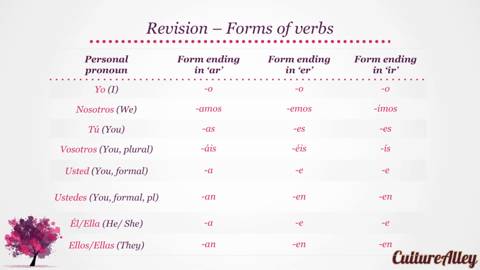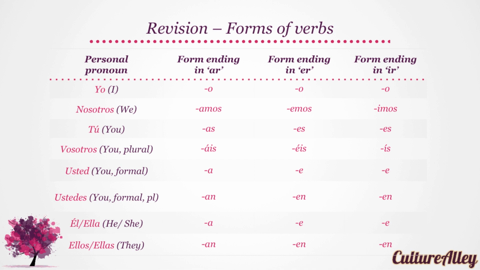Let's revise the forms of verbs ending in AR, ER, and IR together one more time. With yo or I, verbs ending in AR, ER, and IR all take up the ending O. With nosotros or we, AR changes to amos, ER to emos, and IR to imos. Informally, with tú, verbs ending in AR are changed to AS, and ER and IR endings are both changed to ES. In its plural form, or with vosotros, the endings for AR, ER, and IR ending verbs are áis, éis, and ís, respectively.